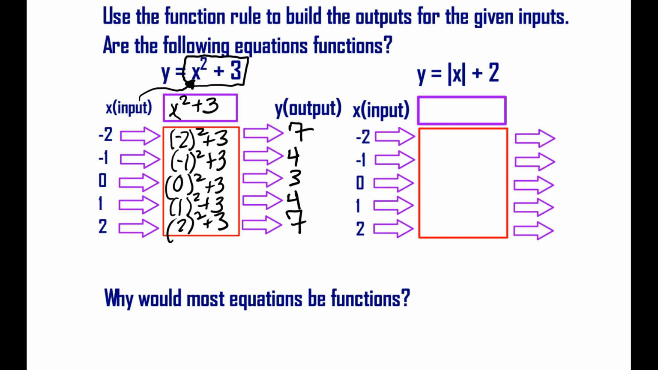And then this is where people get confused. Does 2 have anybody other than 7? Nope. 2 only has 7. Because what happens is that y can have other people, but x can't. Okay? So you can have repeating y's. You just can't have repeating x's. -2 only has 7. That's it. -1 only has 4. 0 only has 3. 1 only has 4. 2 only has 7. Yes, 2 has 7 and -2 has 7, but 2 only has 7 as a y.